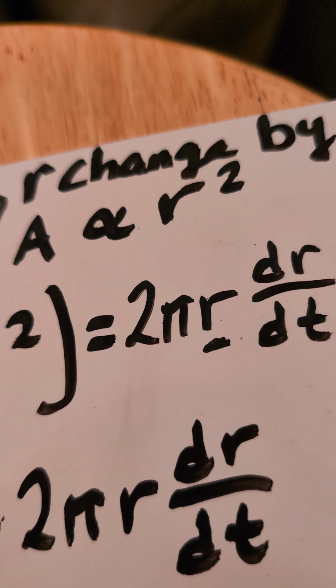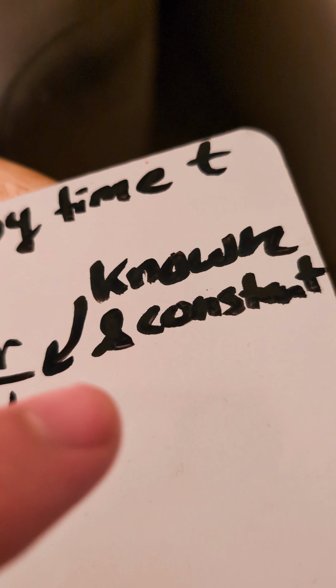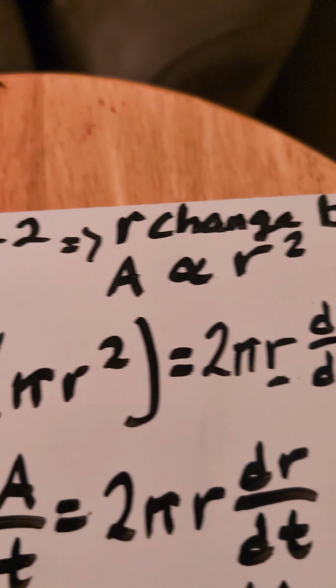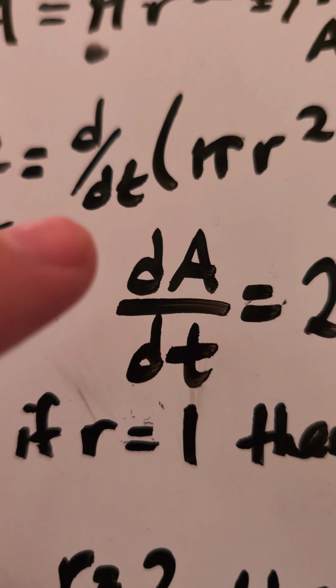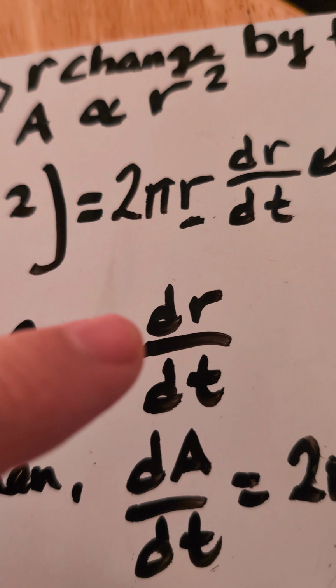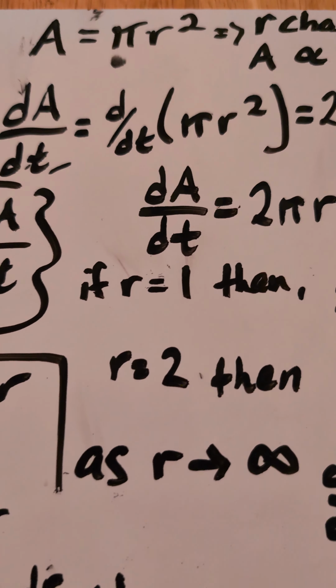And so we find that by taking the derivative, we get 2 pi r times the change in r per time, which by the way is known and constant. We know how much the radius of the circle is changing, and we're trying to find the rate of the area changing. Okay, so then we come down here, we get a solution. The change in area per time is 2 pi r times the rate of r changing per time. So we kind of get a little bit of an interesting result.